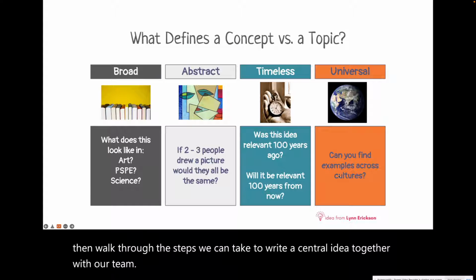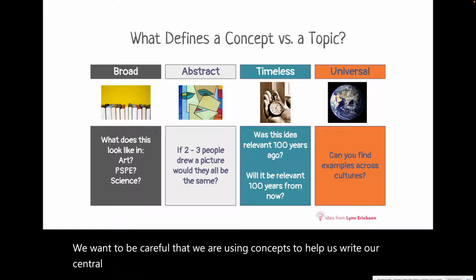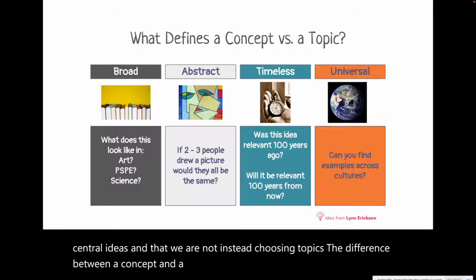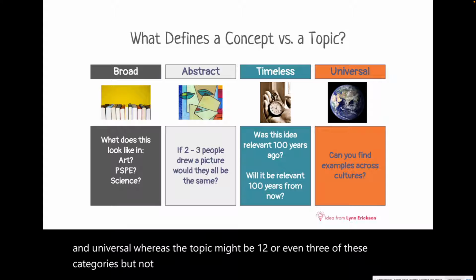We want to be careful that we are using concepts to help us write our central ideas and that we are not instead choosing topics. The difference between a concept and a topic is that a concept is broad, abstract, timeless, and universal, whereas a topic might be one, two, or even three of these categories, but not fit all four.